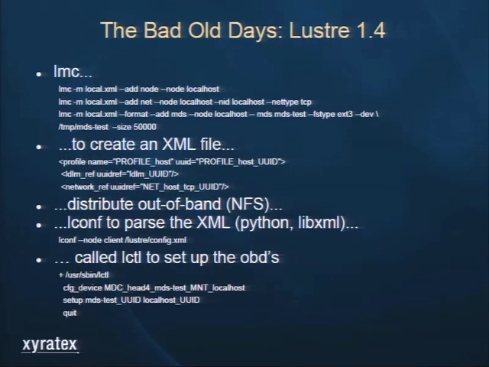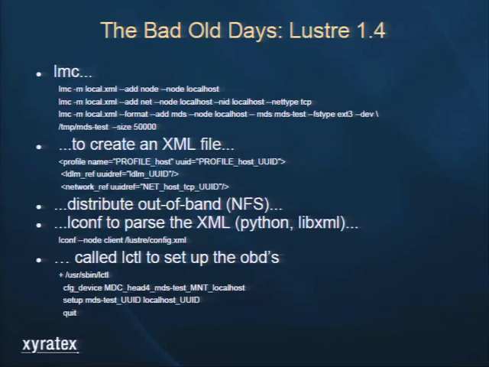Okay, so we will start with the bad old days in Lustre 1.4, where, some of you may remember, there was LMC, where you ran the LMC tool to generate an XML file. You would then have to distribute the XML file produced out of band via some other mechanism to all of your nodes, including your client nodes. And then you'd run lconf on all the different nodes in order to start up the different OBDs that actually made up Lustre. lconf in turn called lcontrol to do these low-level commands, config device, etc. So this was an annoying and error-prone process, to say the least.